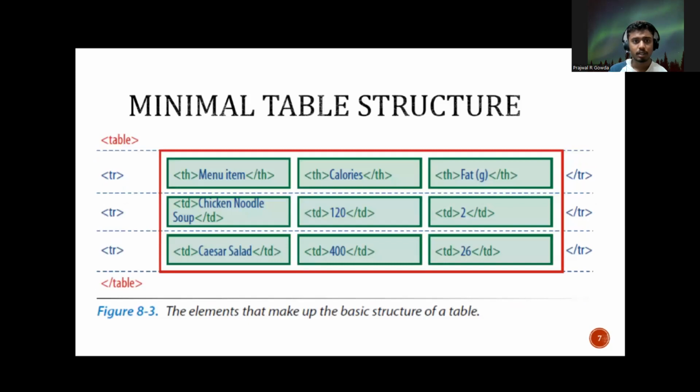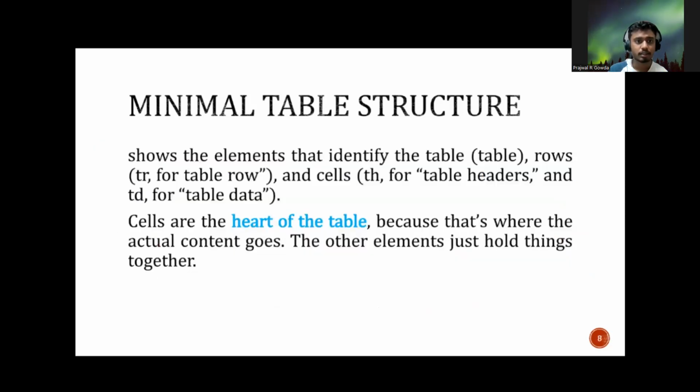Minimal table structure. Here are the elements that make up the table structure. TR is table row, and TH is table header, for example the menu item header; the header cell consists of the name of the header. This shows the elements that identify the table, rows and cells. Cells are the heart of the table because that's where the actual content goes. The other elements just hold things together.